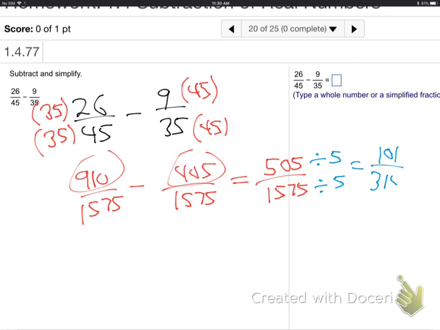315, yeah. Okay, now can that go further? No. I'm not sure. I don't think so either. I can't think of anything. 101 is kind of a weird number. I can't think of anything that goes into 101. I mean, honestly, I could be wrong. I could be forgetting some, but I don't think so. That's probably it. 101 over 315. I can't think of anything else that divides in there.